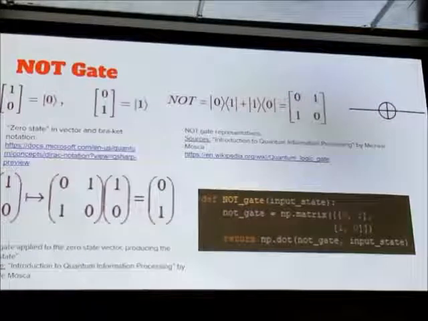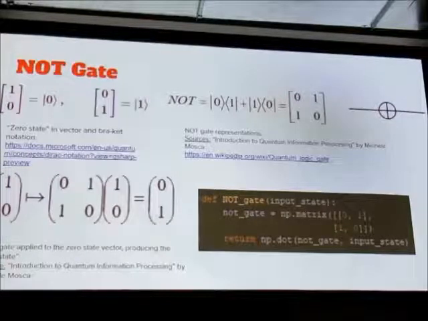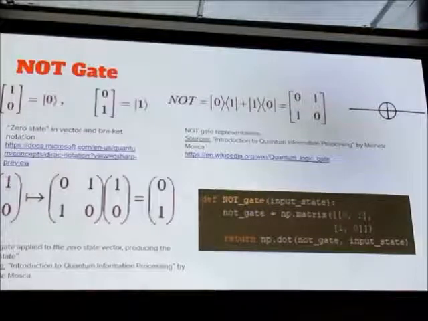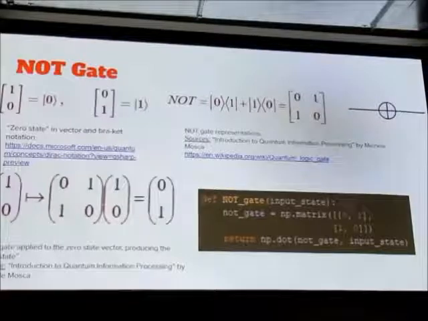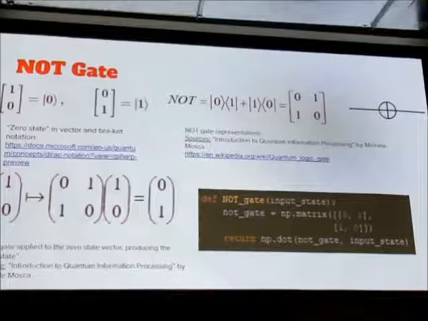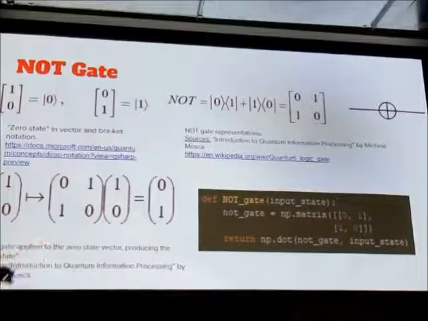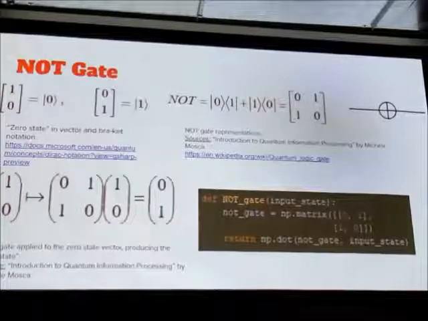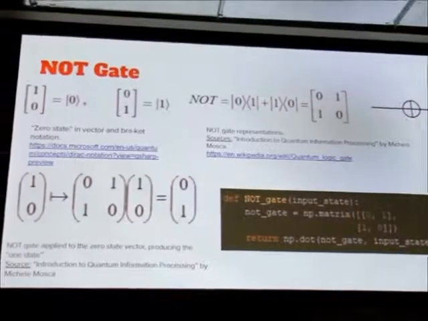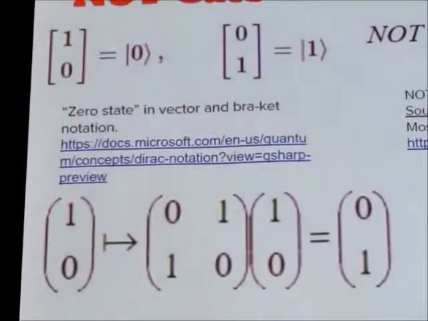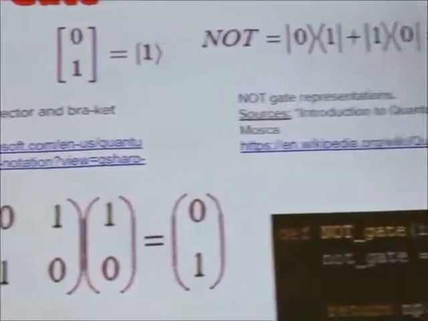So we'll start off with a simple gate, the NOT gate. As you can see, you have two states up at the top. You have the zero state and the one state. It's a 1-0 and 0-1 vector. And what the NOT gate does is it takes your zero state and moves it into the one state, just as the classical NOT gate turns a 0 into a 1 and a 1 into a 0. It works the exact same way, just with quantum states.